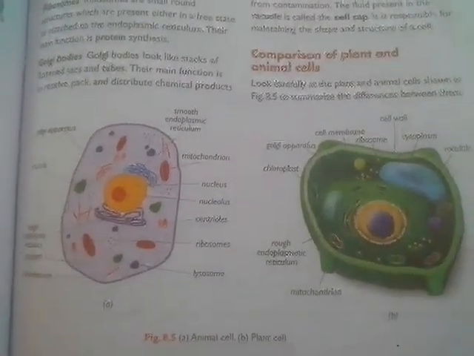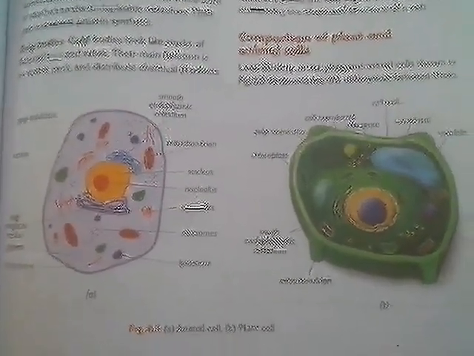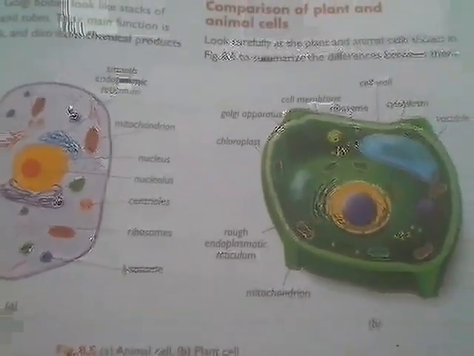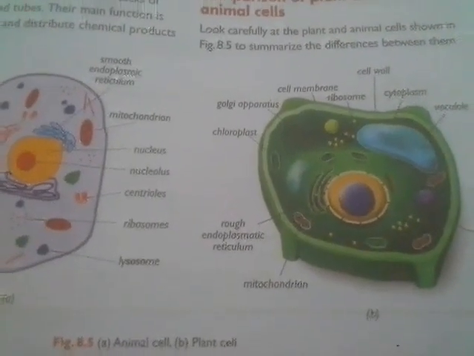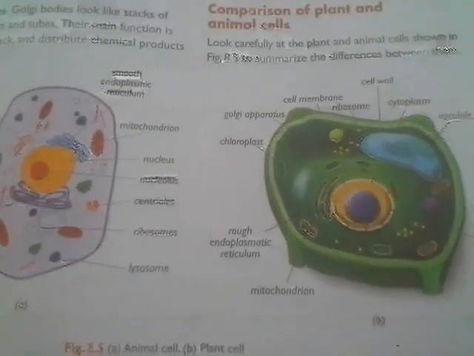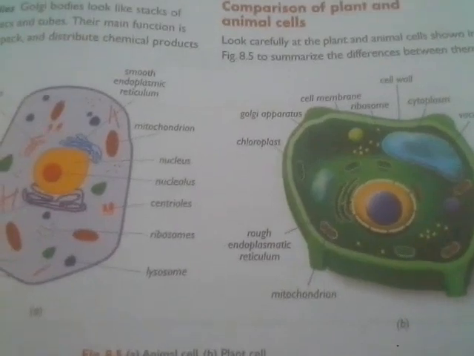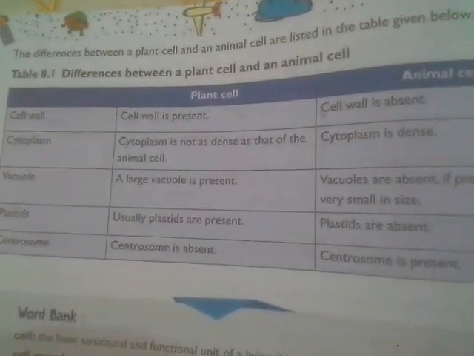Now if we compare the cells of plants and animals, you see that they are quite different. This one is the animal cell, and out here is the plant cell. You can see, first of all, the color. Then the outermost boundary: the plant cell has a cell wall, while the animal cell doesn't. Then you can see the size of the vacuoles. You don't have centrosomes in the plant cell, but you have them in the animal cell. There are many differences, which are at the back. This is very much required and has to be studied.